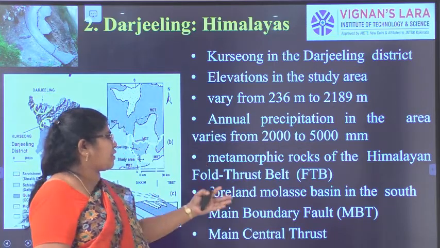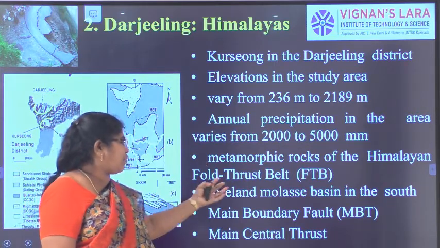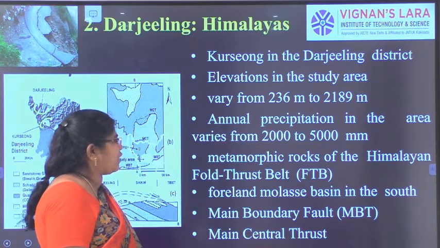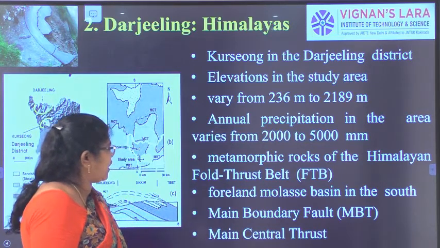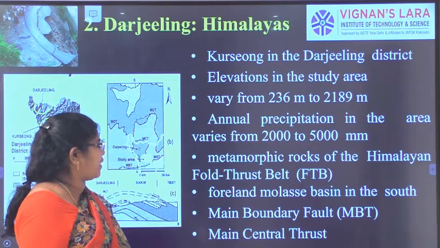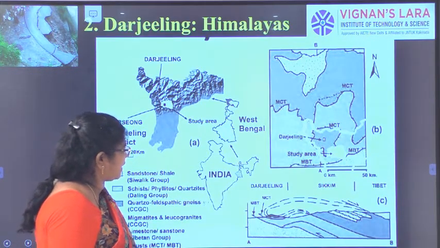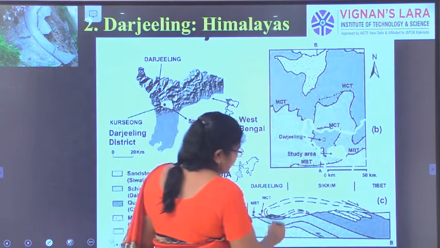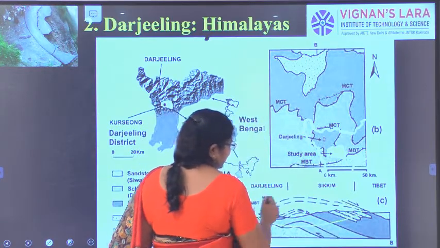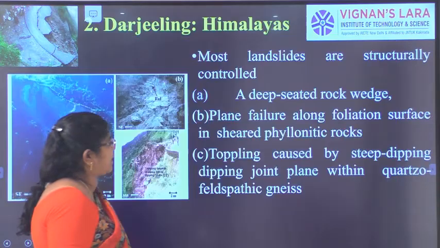And the metamorphic rocks of the Himalayan range form the fold thrust belt. The foreland molasse basin is in the south, and the main boundary fault and main central thrust are there. You can say this is the study area. So here Sikkim is there. Here you can see this is the main part of the landslide area.